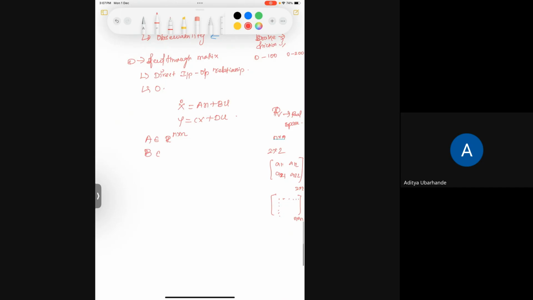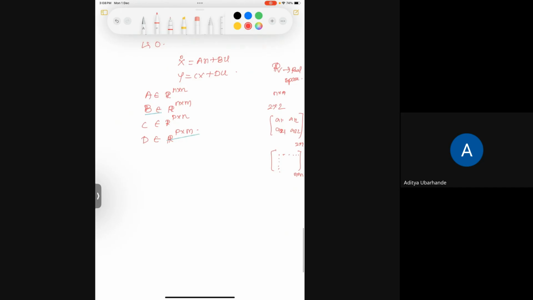Similarly, B belongs to R power n cross m, C belongs to R power p cross n, D belongs to R power p cross m. So you know the associativity, commutative property of all the matrices, right? Distribution, association, commutation. So based on that, if you put this, for example, A belongs to R power n cross n, where your Xn will be R power n. Yn will be R power m, I guess.